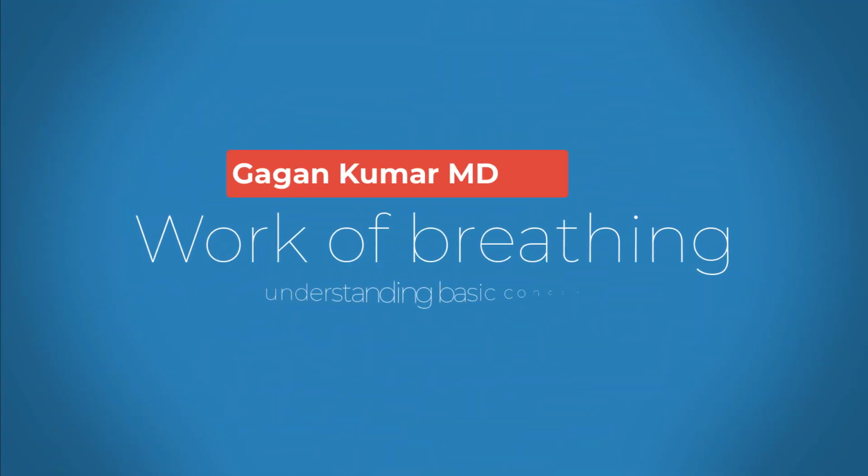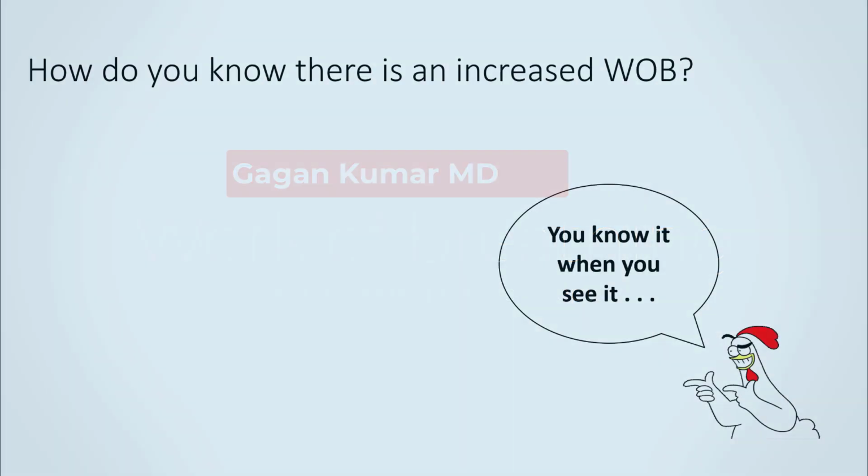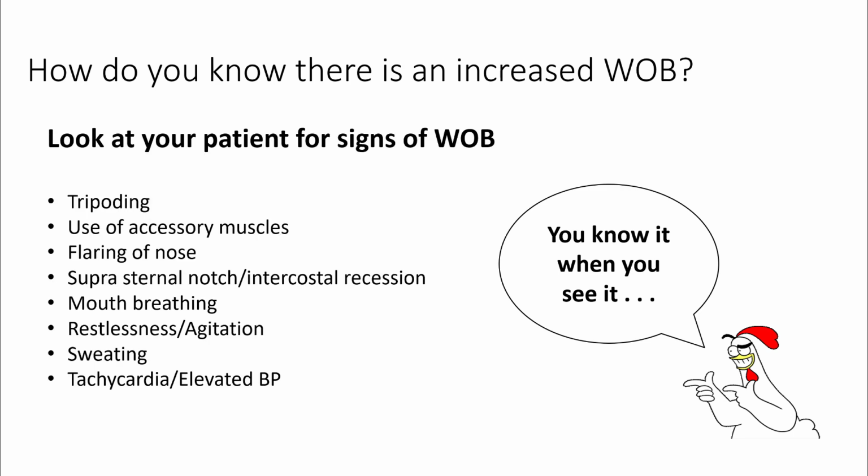Hello everyone, today we'll be talking about work of breathing. You all would have encountered a patient who is struggling hard to breathe, and this term work of breathing has been thrown around. This is a typical patient that you observe who is tripoding, using accessory muscles, having intercostal recession. He is restless and agitated, possibly sweating and tachycardic. So let's understand this work of breathing in a little bit more detail.